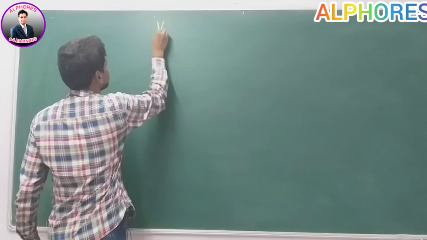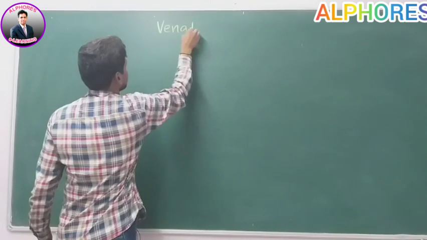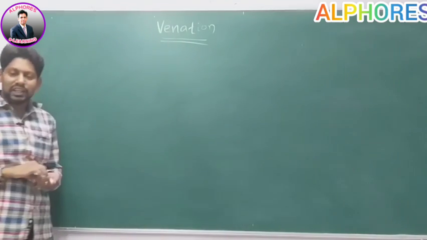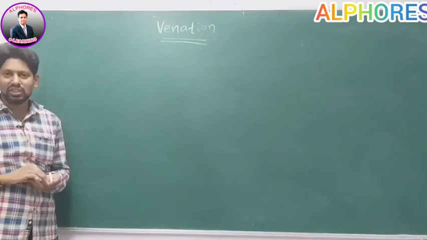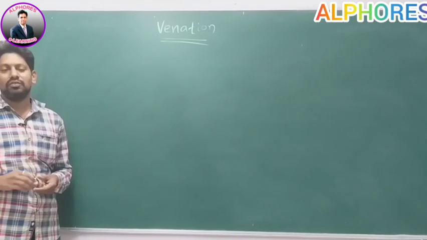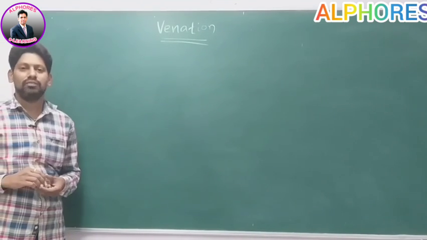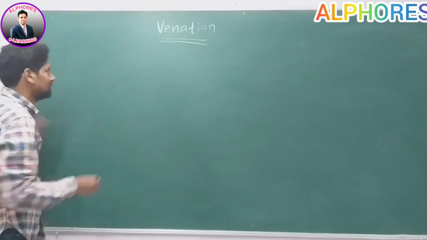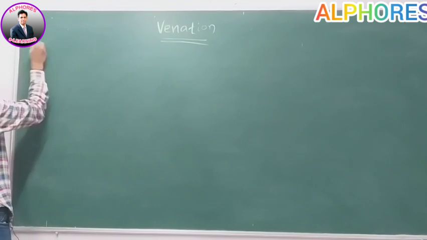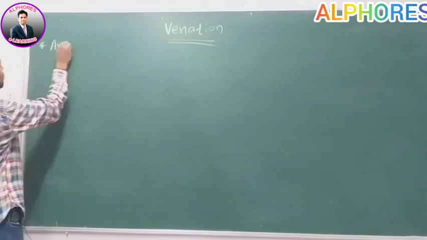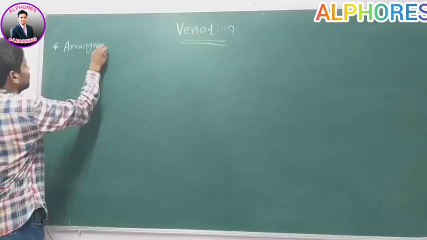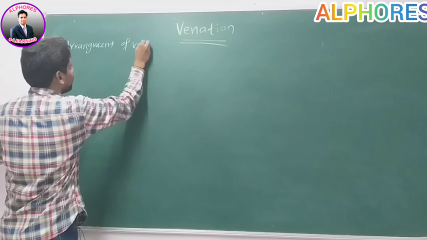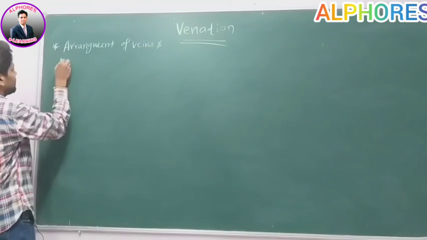Venation. Arrangement of veins and veinlets in the lamina of a leaf is called venation. Therefore, what is the meaning of venation, sir? Venation means arrangement. Arrangement of what, sir? Arrangement of veins and veinlets.